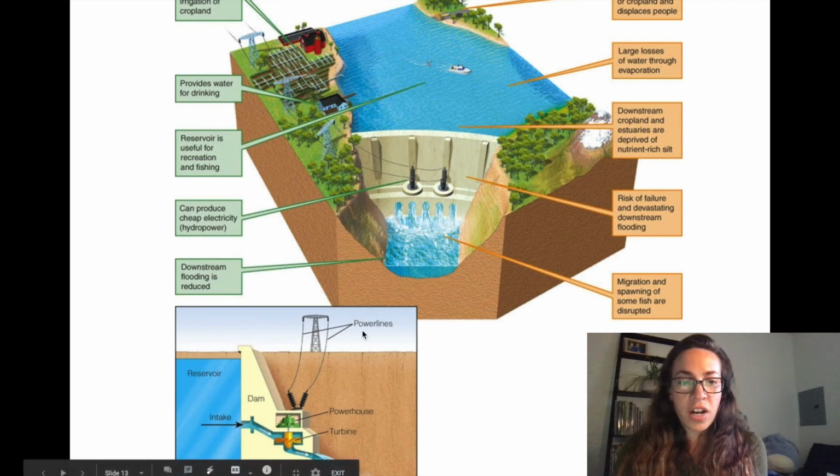And here we have a nice cross section of the dam. In this case, we have the reservoir on the top side, the intake of water, which spins our turbine and generates electricity, and the power lines that can then bring that electricity somewhere else.